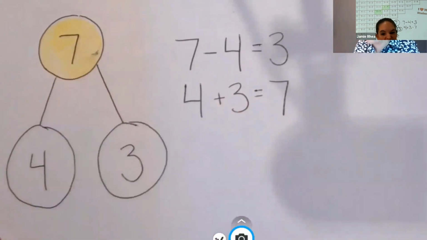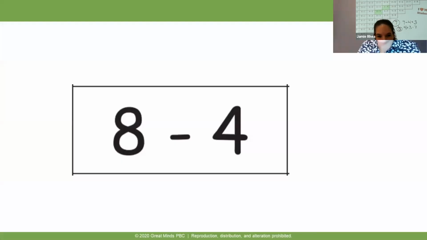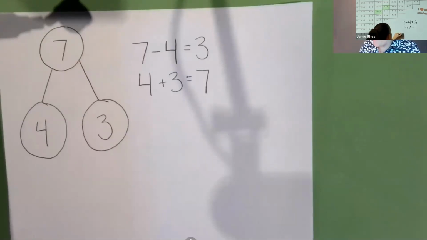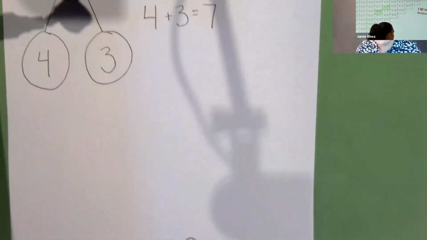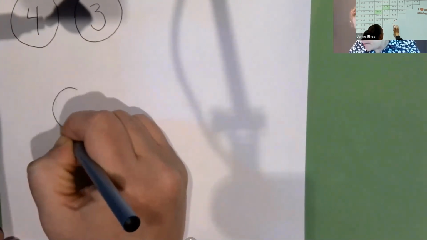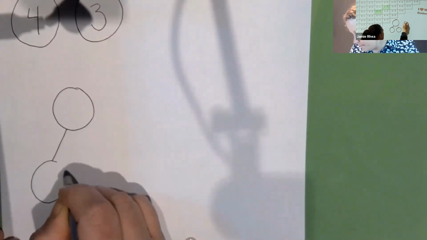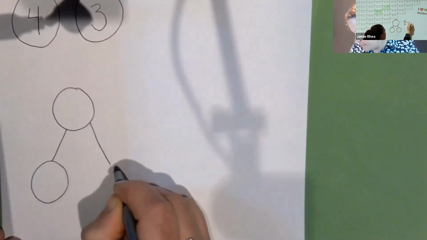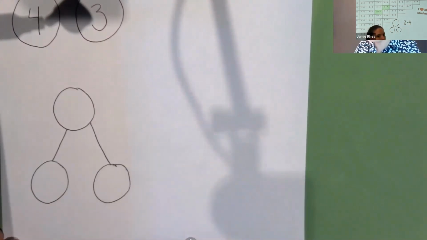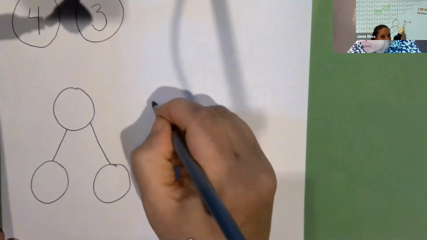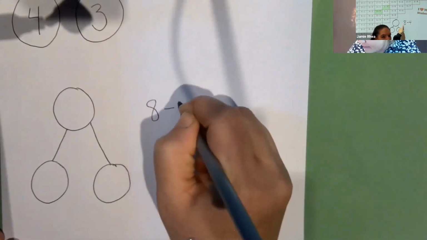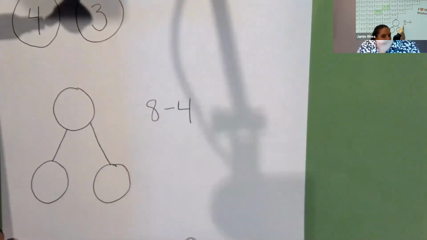I'm not going to color my 7 in because I'm just going to erase it. Let's try 8 minus 4. I'm going to erase this one. Let's slide our work up and create another number bond. This number bond will be for 8 minus 4. Go ahead and write that now.